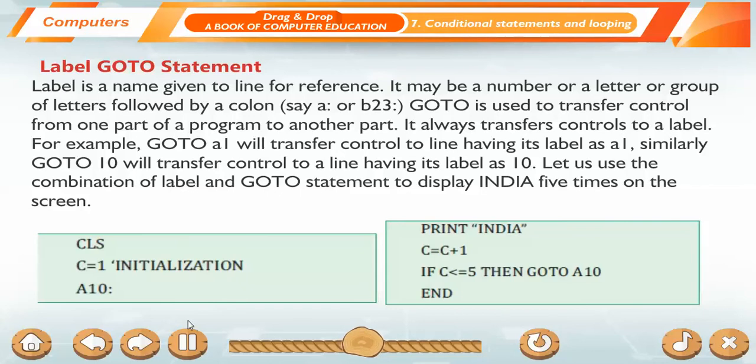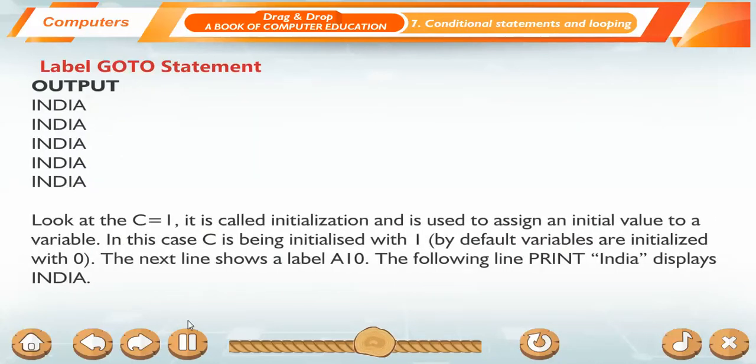Let us use the combination of label and goto statement to display India 5 times on the screen. CLS. C equal to 1, initialization. A10: print "India". C equal to C plus 1. If C is less than or equal to 5, then goto A10. End. Output: India, India, India, India, India.